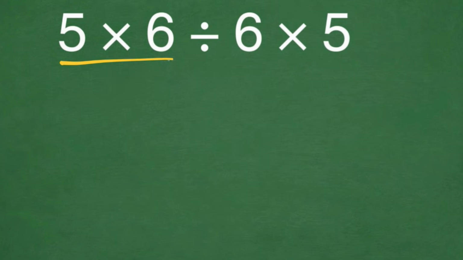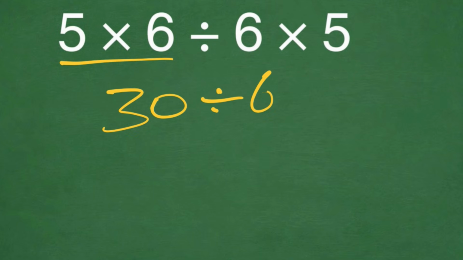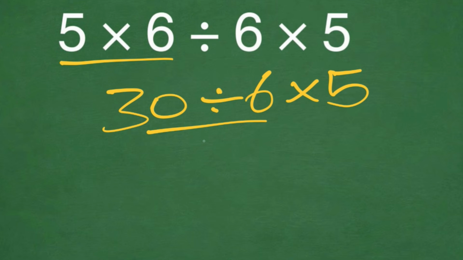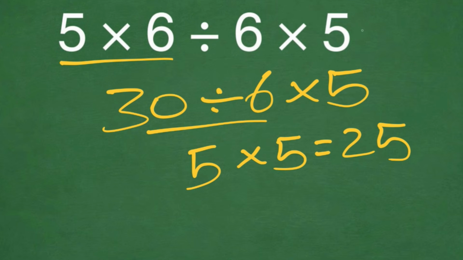answer. So 5 times 6 gives us 30, and 30 divided by 6 times 5 is the next thing, and we have to do the division now. 30 divided by 6 gives us 5, and 5 times 5 is equal to 25. So the final answer to this question is 25.